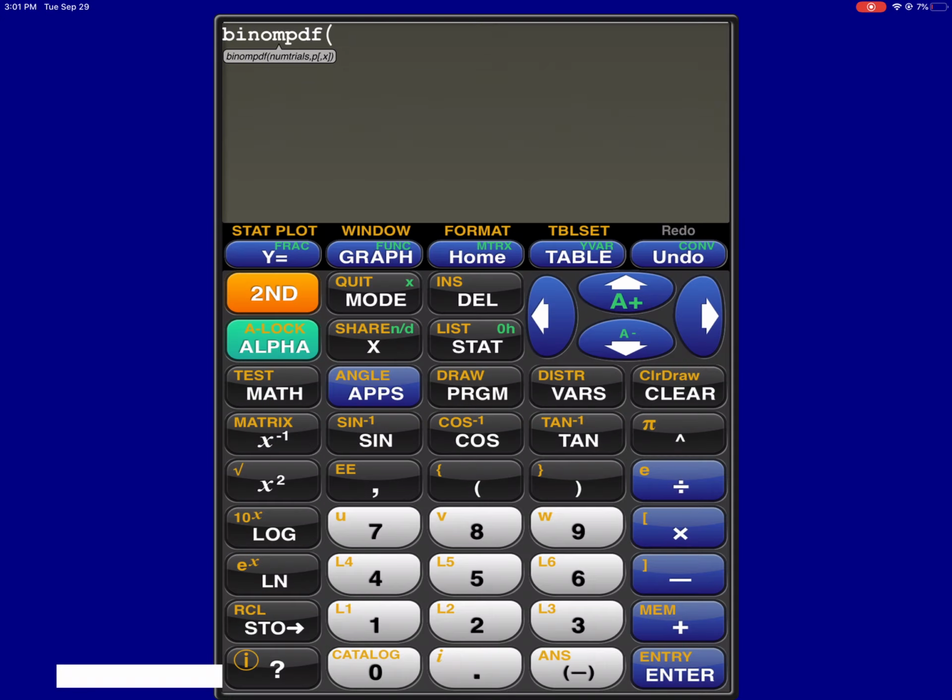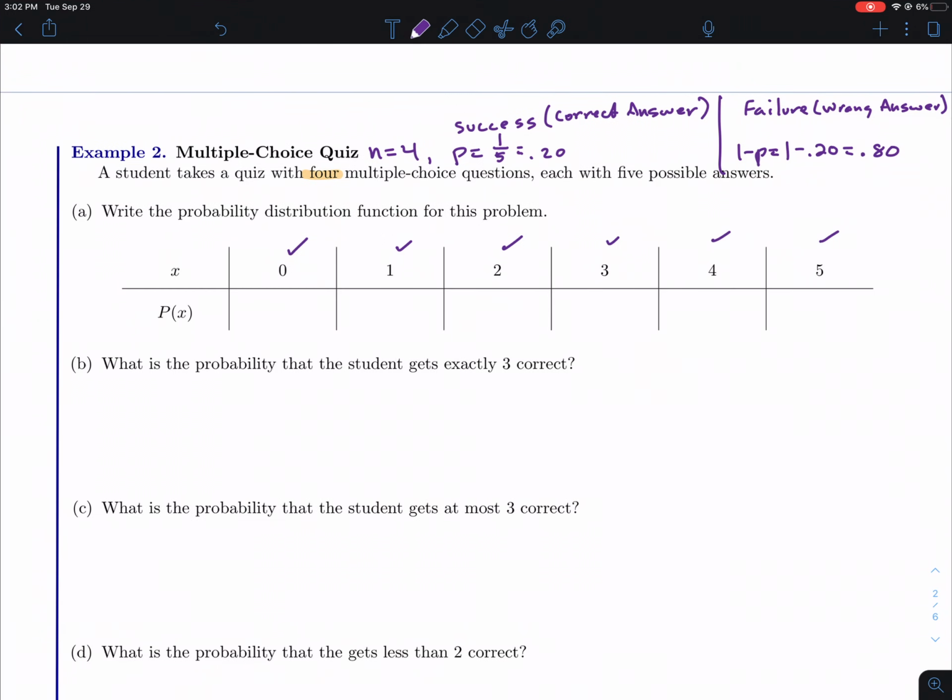So let me click on binomial PDF. On mine, it actually gives me a little hint that I need to do n first, then p, then the x. So if I remember, there were 4 questions, comma, a 20% success rate, comma, 0. So in this case, the probability of me getting none of them correct is 0.4096. So let me go back to the chart, and in my first position, let me put 0.4096. So I've got about a 41% chance of getting them all wrong. Doesn't sound too bad, I guess.